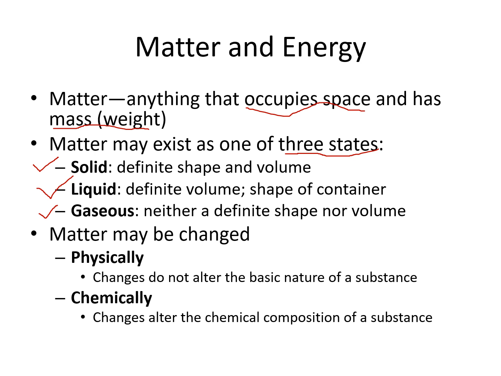Matter can be either physically changed or chemically changed. If it's a physical change, that means you don't alter the basic nature of a substance. A chemical change is when you actually alter the chemical composition. To give you an example, let's say I had a glass and I smashed it against the wall, and the glass is in itty bitty pieces. Do you think that would be a physical or a chemical change? Hopefully you said it would be a physical change.